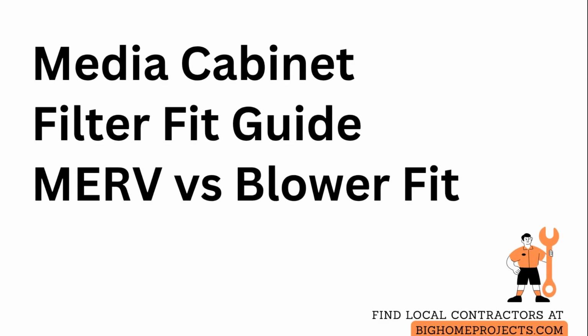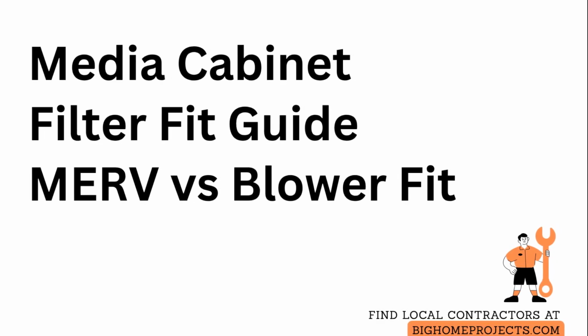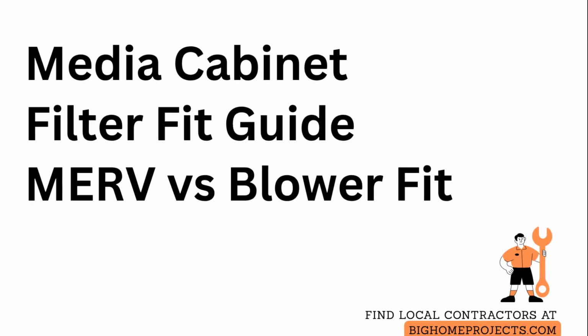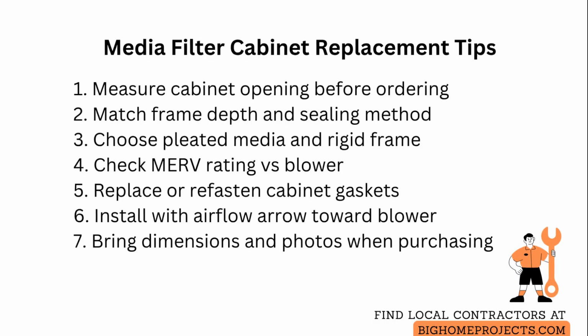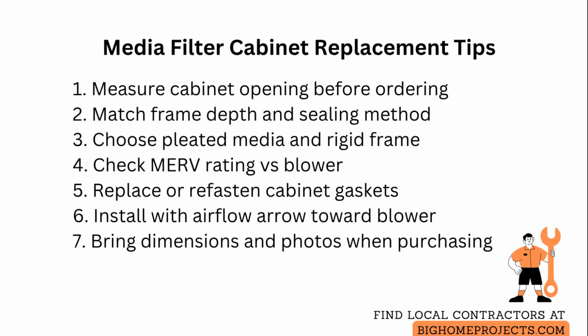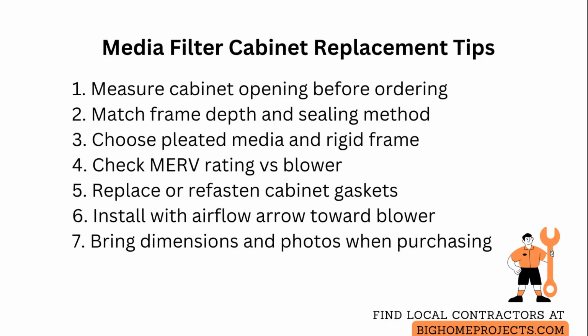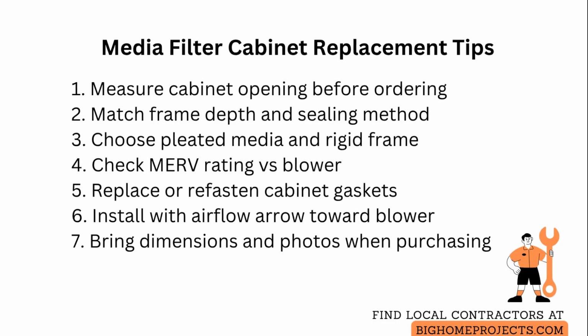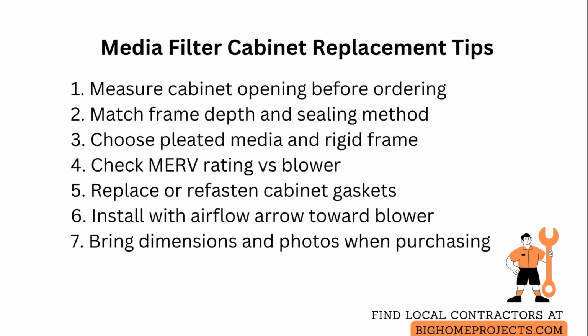Media filter cabinets accept several compatible filter types, depending on cabinet design and airflow requirements. Most cabinets are designed for extended surface media filters that are 32 by 20 by 3 inches or 20 by 20 by 5 inches, but always measure the cabinet opening before ordering a replacement. Select a filter that matches the cabinet frame depth and sealing method to avoid bypass.